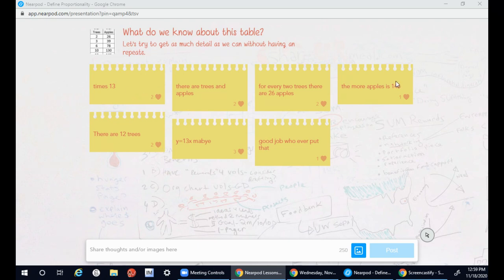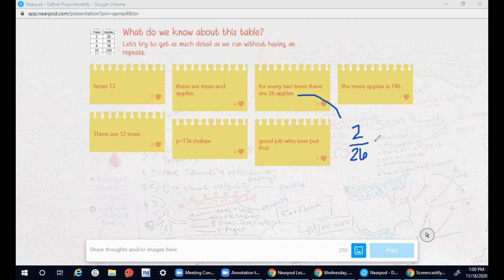But I'm going to come back to this sticky note right here. It says for every 2 trees, there are 26 apples. Right there, you gave me a ratio. And that ratio that you gave me is, you said, for every 2 trees, there are 26 apples. I can then go and simplify this ratio. Look what happens. Both of these numbers can be divided by 2. And when I divide by 2, I get the ratio 1 to 13.